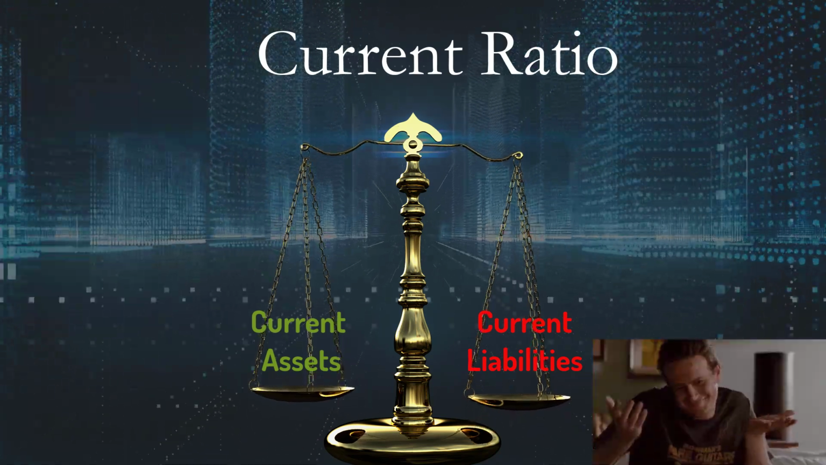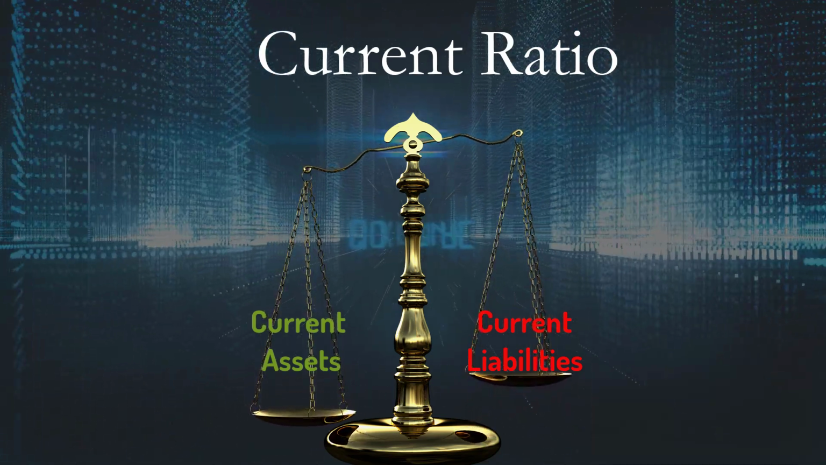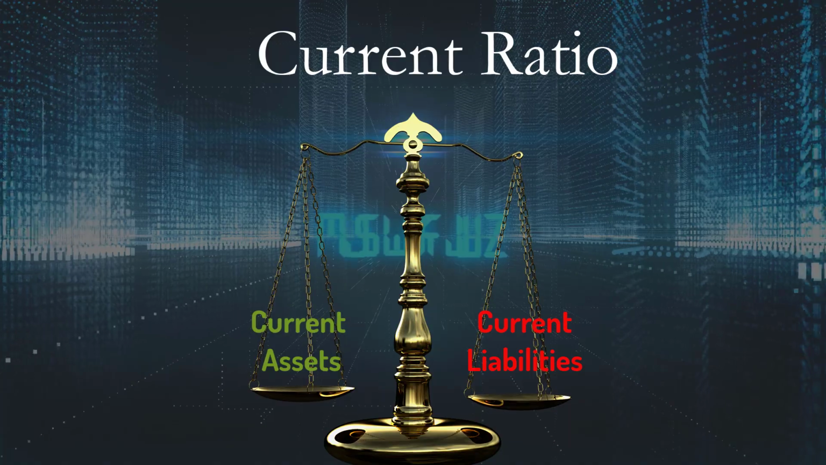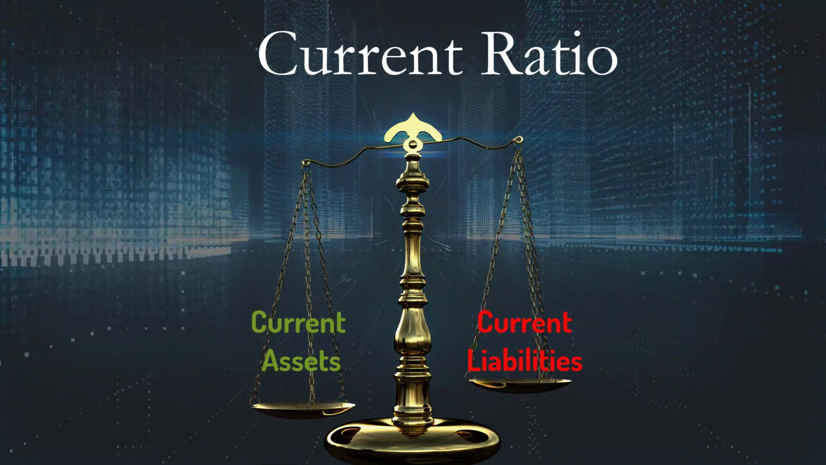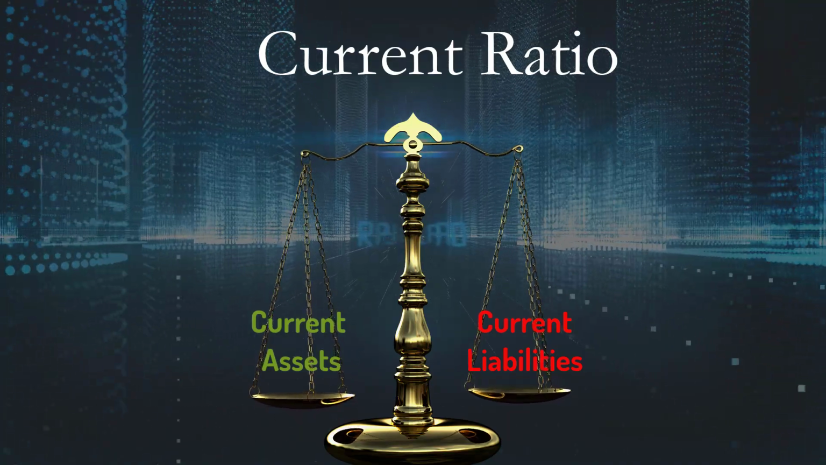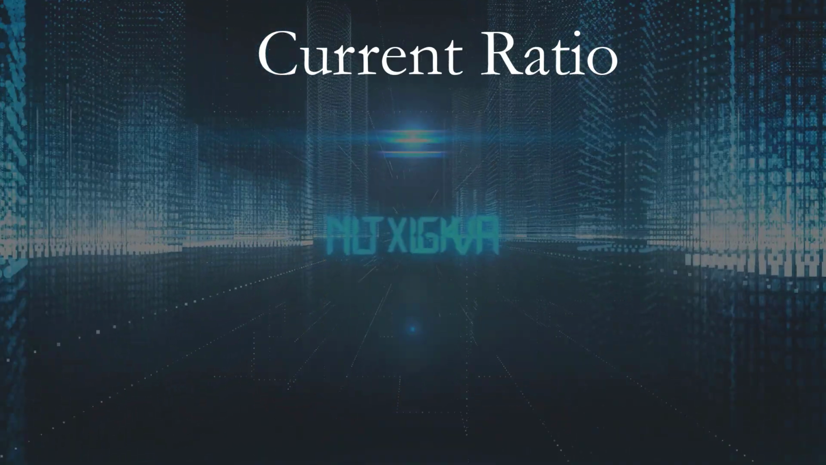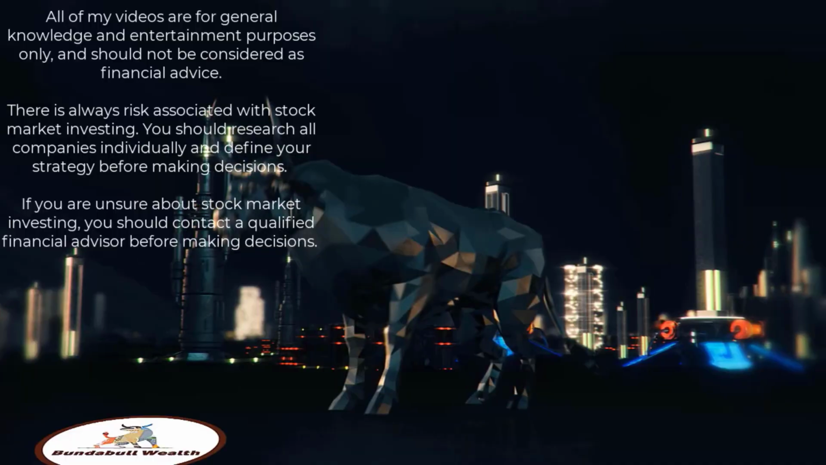The current ratio is a liquidity ratio that measures a company's ability to pay short-term obligations, or those due within 1 year. It can tell you how a company can maximize the current assets on its balance sheet to satisfy its current debt and other payables.